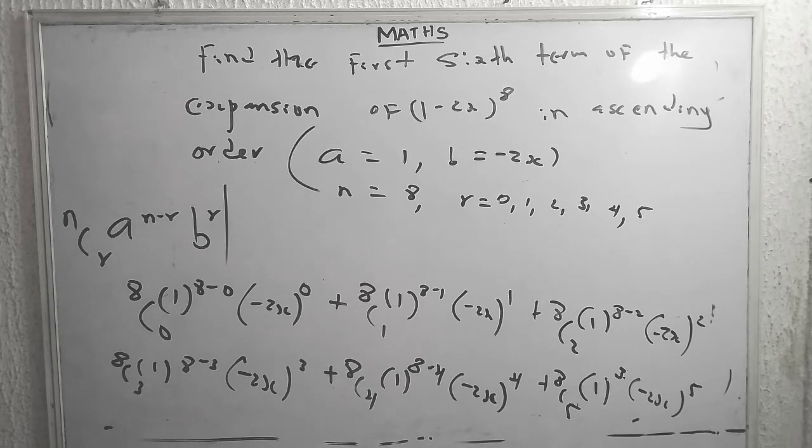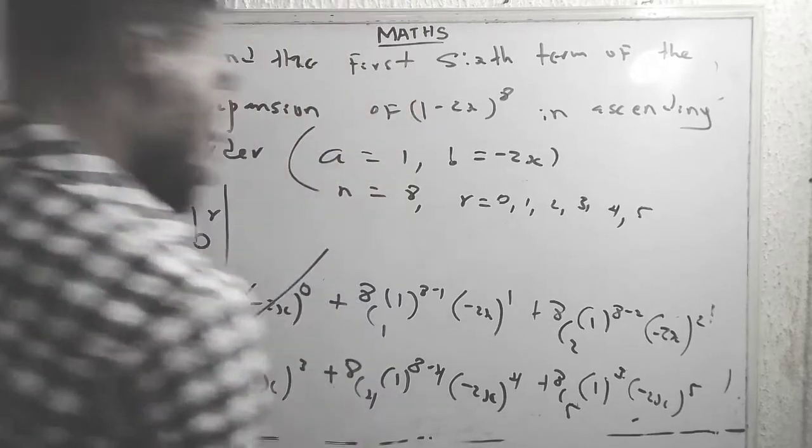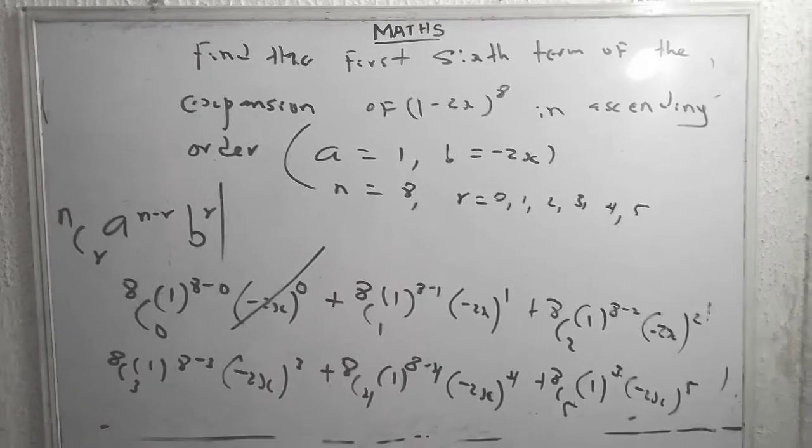So all you have to do is to use your calculator and punch these values, because they're a little bit bulky. I may not actually have the time to punch all of them. So on your calculator, you have 8 combination 0. It comes out 1 raised to power 8 minus 0, which is the same 1. So you just punch in everything here and you get the answer. So let us take a look at another example.